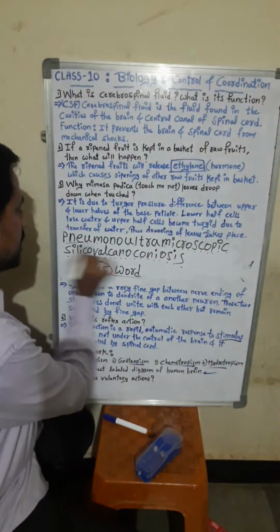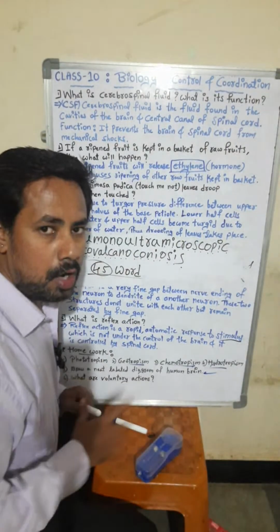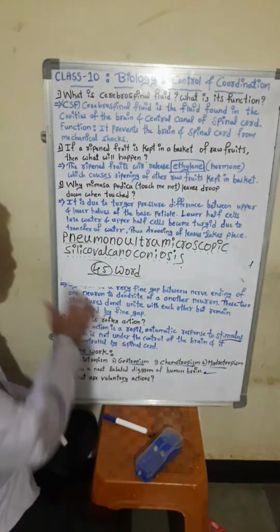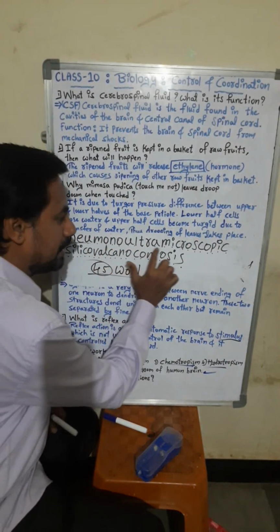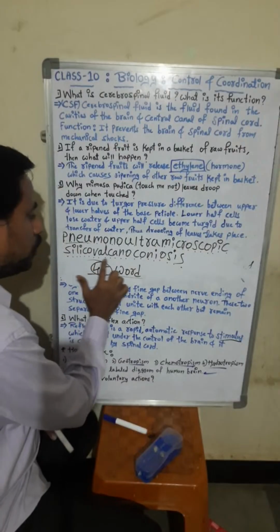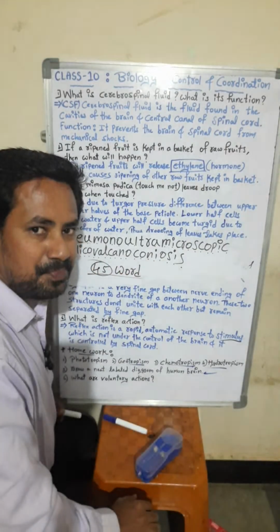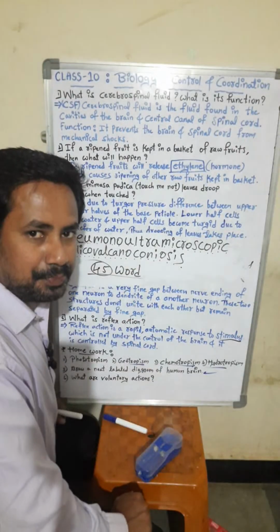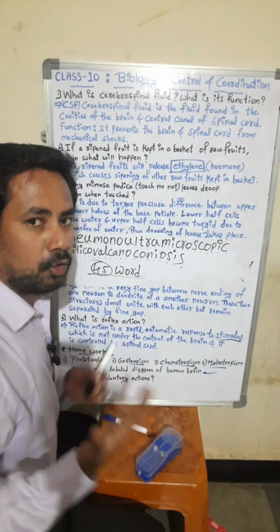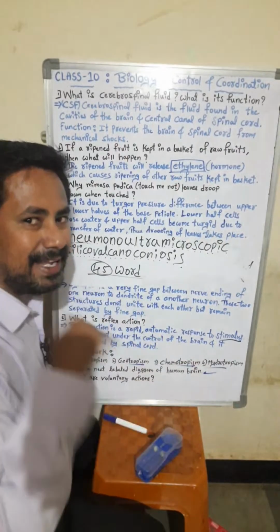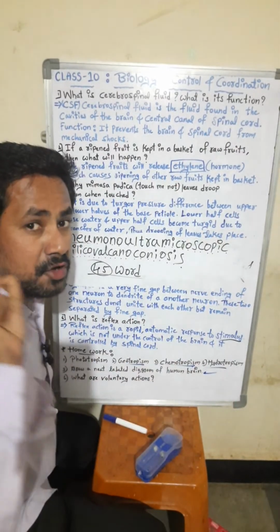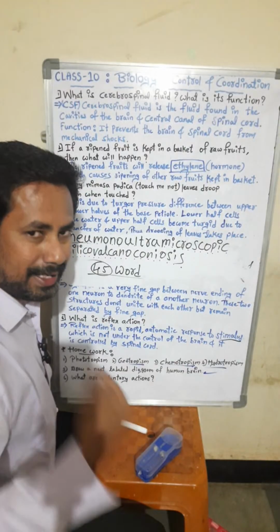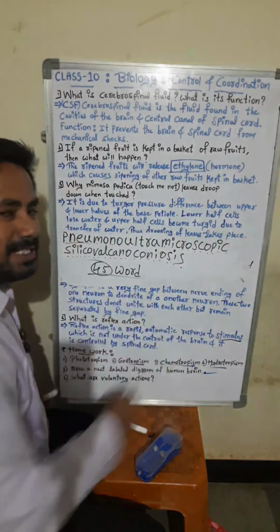So the pronunciation is pneumonoultramicroscopicsilicovolcanoconiosis. What is it? So what is the meaning of this one? This is a disease name, which affects our lungs because of inhaling fine sand dust particles. Fine dust particles enter our body, especially the lungs. So this disease will come.